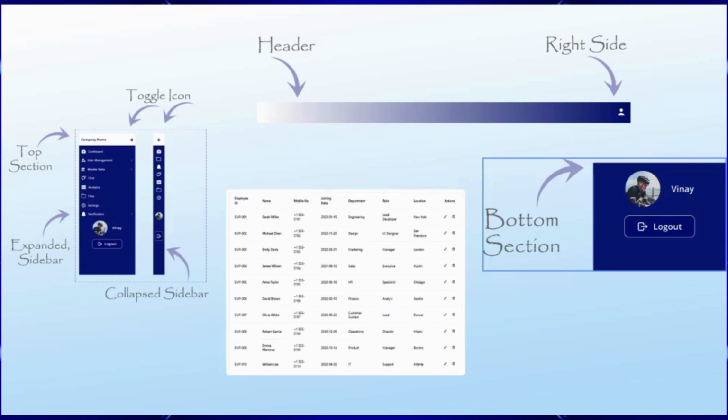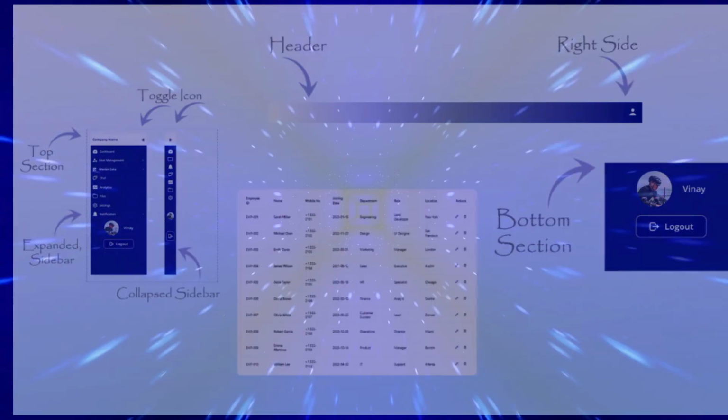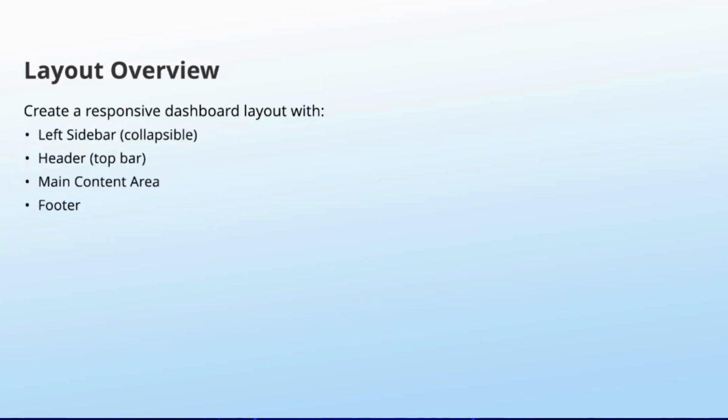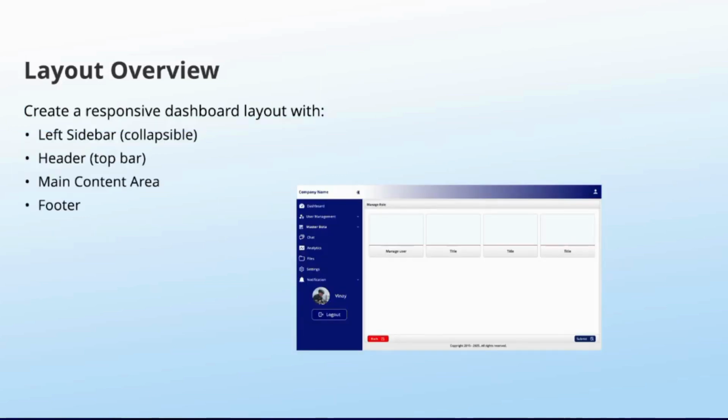For example, if a client requests changes to the header style, footer design, or overall color theme, only the section needs to be updated. We can easily modify the prompt or apply CSS changes, then regenerate the required screen efficiently without affecting the entire design. Now let us look at a practical example using a responsive dashboard layout.